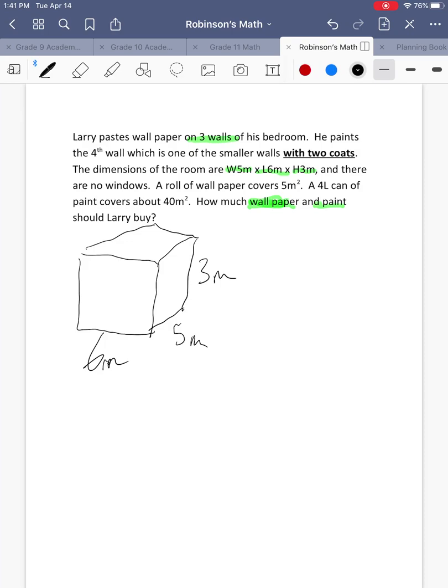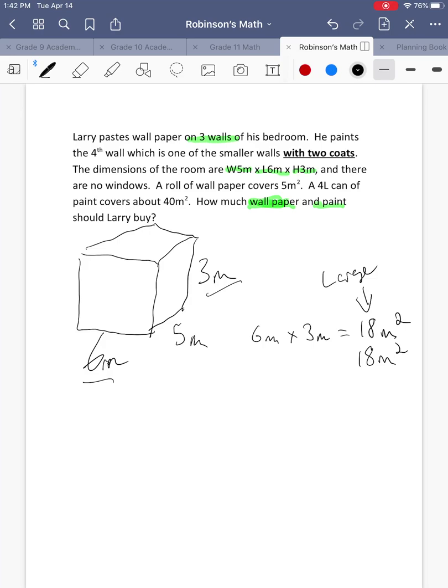So now we need to find, and we know that he's covering the 2 large walls and one of the small walls with wallpaper. So first we need to figure out the dimensions of each of the large walls. We need to find the area of it, so it would be 6 meters times 3 meters, which equals 18 meters squared. And we know that there are 2 18 meters squared walls. Those are the large walls.